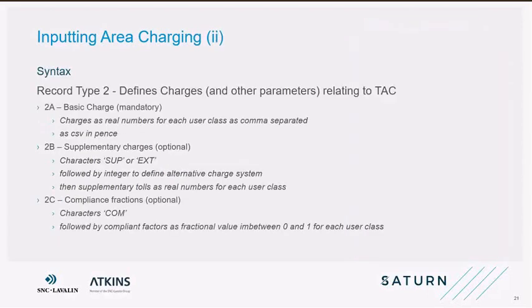Then comes your record type 2, where you actually define the charge. So you can define three charges. One is the basic charge, which is actually the charge by user class. Then you've got something called supplementary charge, which I'm not going to touch upon now. But the third one is the compliance fraction, like what you saw earlier, the percentage of the petrol vehicles and diesel vehicles, for example. So you can just give it as a percentage over there, which will be a value between 0 and 1 as a fractional value.